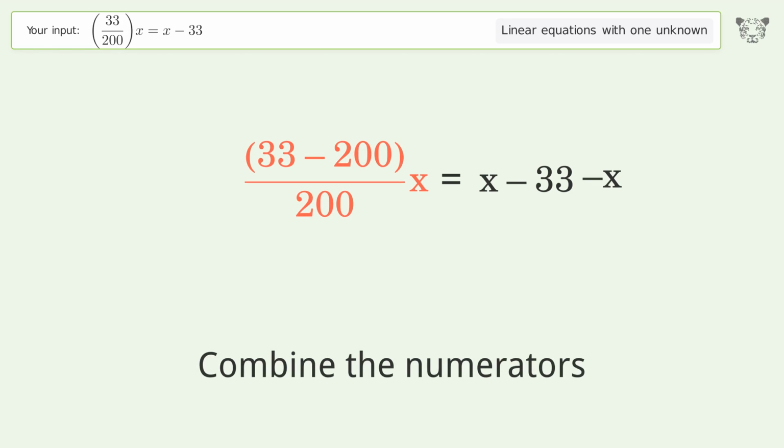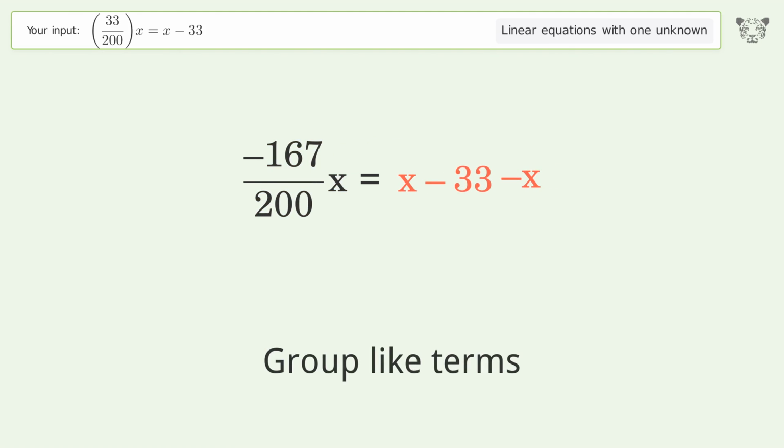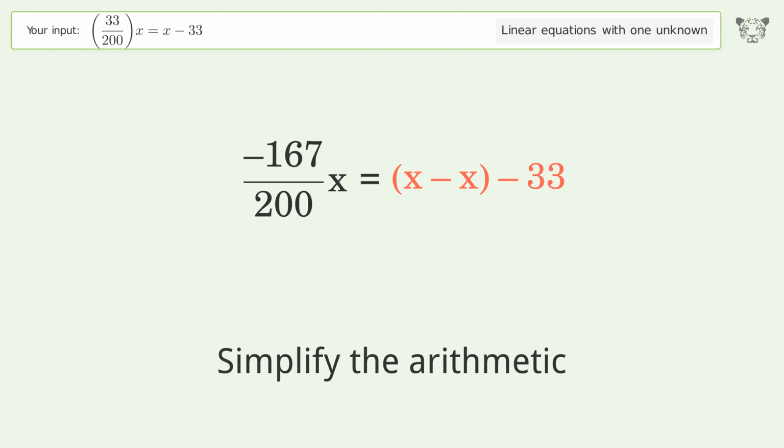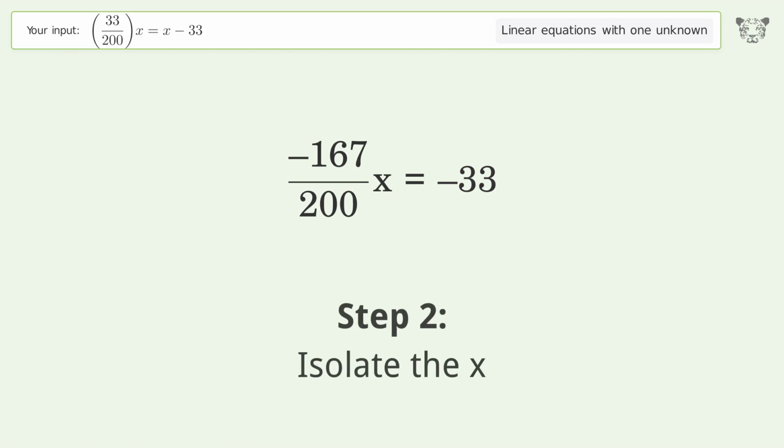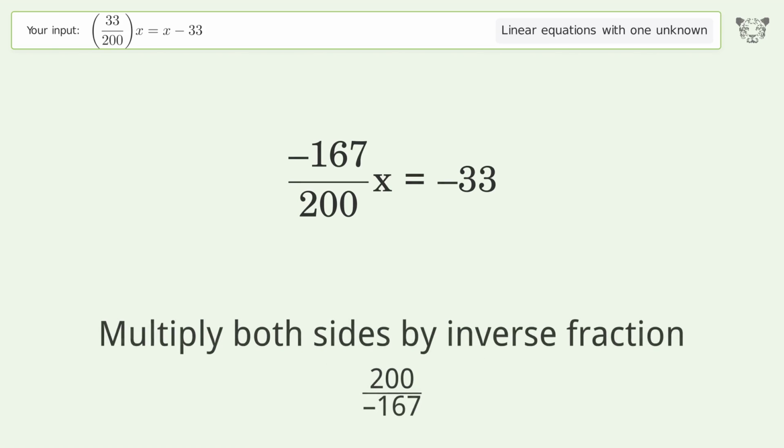Combine the numerators. Group like terms. Simplify the arithmetic. Isolate the x. Multiply both sides by inverse fraction 200 over negative 167.